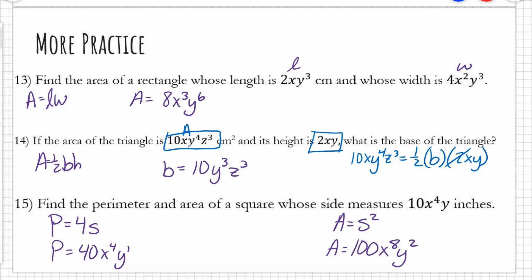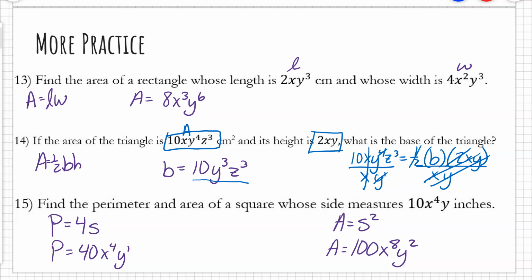Half of 2 is 1, so those simplify, and you're left with x, y, and then we're going to divide both sides by x, y. These become 1, you're left with the base equals, that becomes 1. Y to the 4th minus y to the 1 is just going to give you y to the 3rd. So you're left with 10y to the 3rd, z to the 3rd.